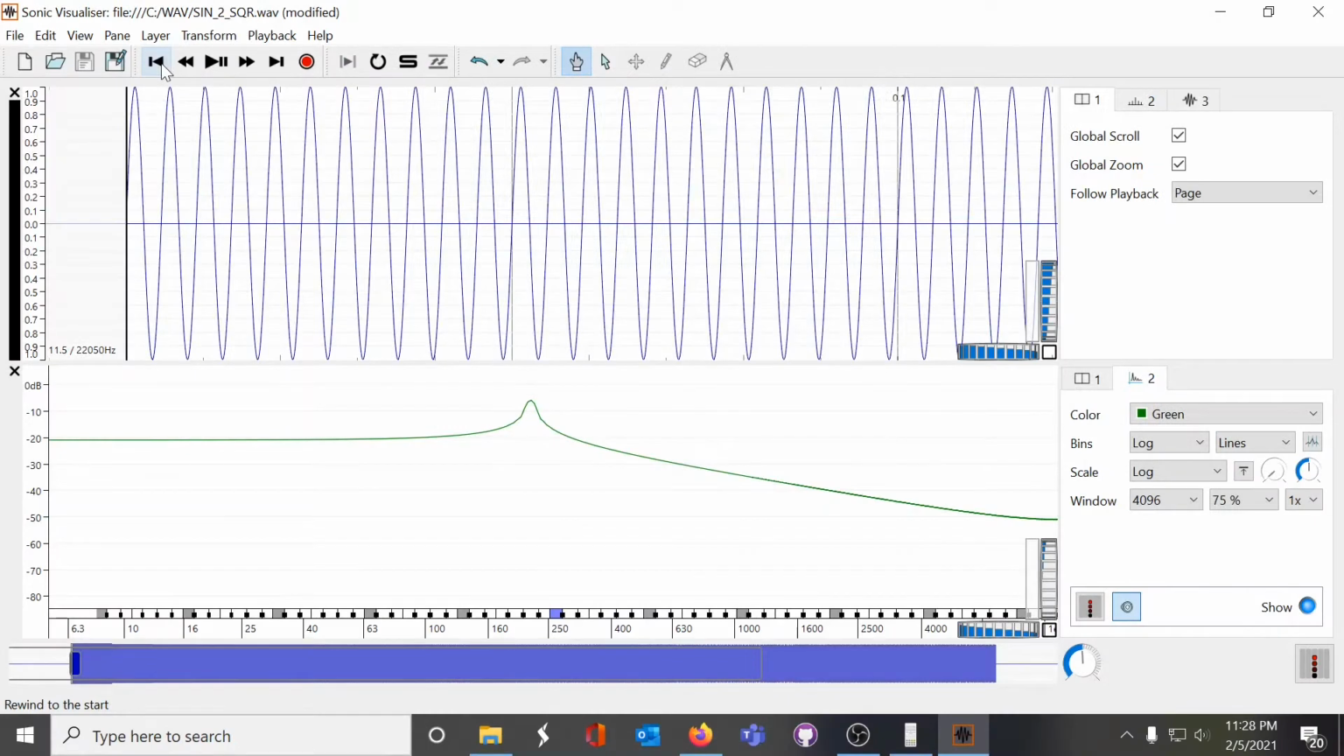For our next example, I've loaded up what is quite possibly the most annoying piece of music you're ever going to hear. And with that said, let's play it.